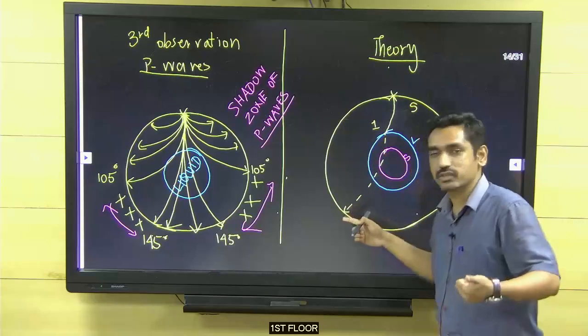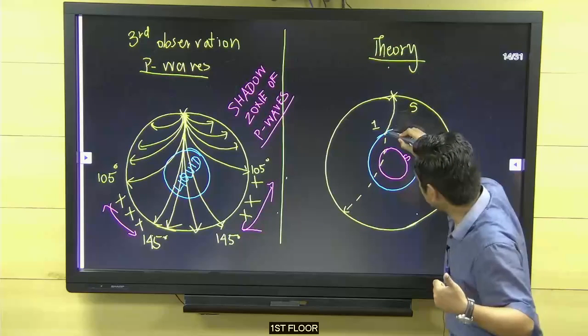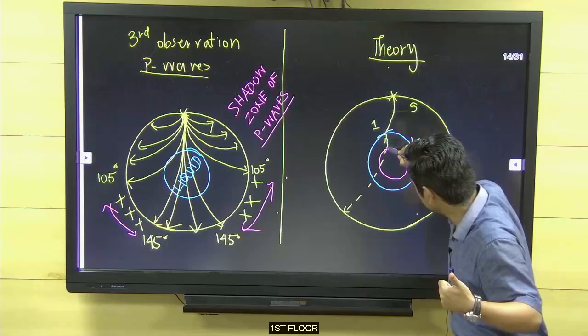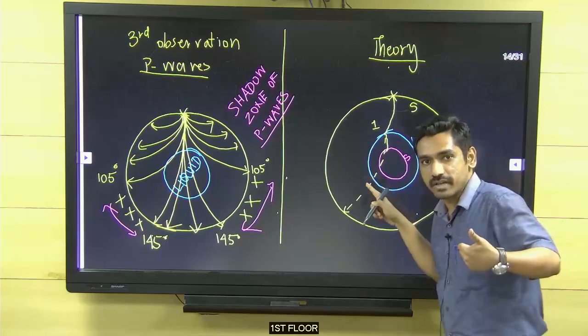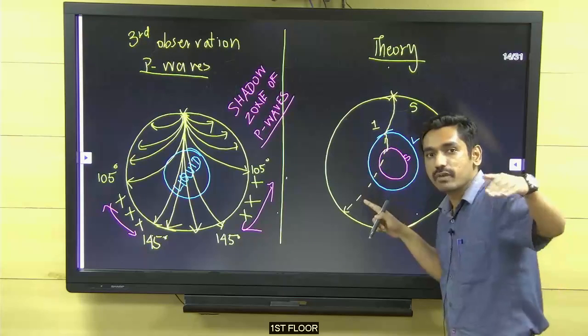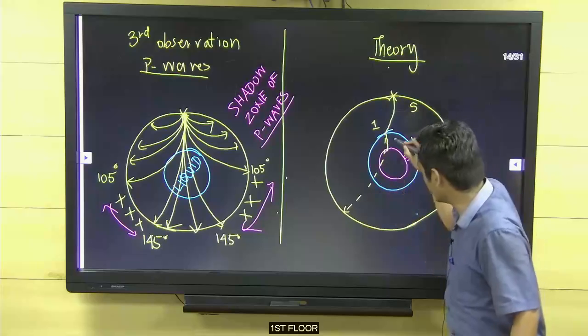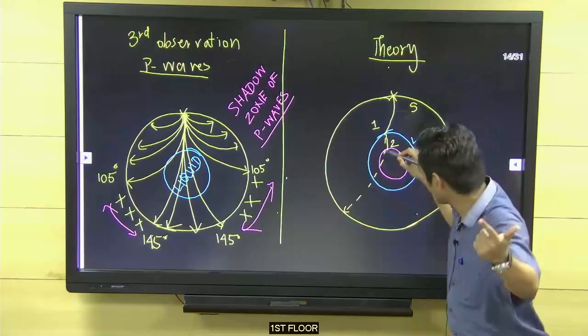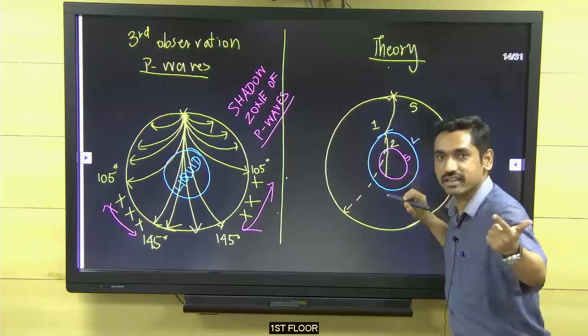You should be in a position to reach your shadow zone, but it doesn't happen because by the time it comes here, it interacts with a solid medium again. So this is transition 2. Now we are moving from liquid to solid, point 2. Second refraction. Then you enter this area.